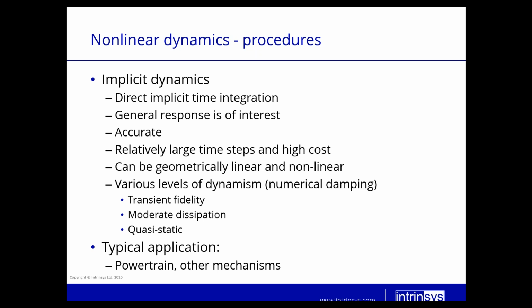If you are interested in all the high frequency modes, you have to use transient fidelity because that has the least amount of damping. If you are just interested in the general behavior of the part, for example, if you are doing a forging simulation or something similar, you can use quasi-static, which has high numerical damping, so it would damp out most of your high frequency response, and you will only end up with the general low frequency response of your structure.